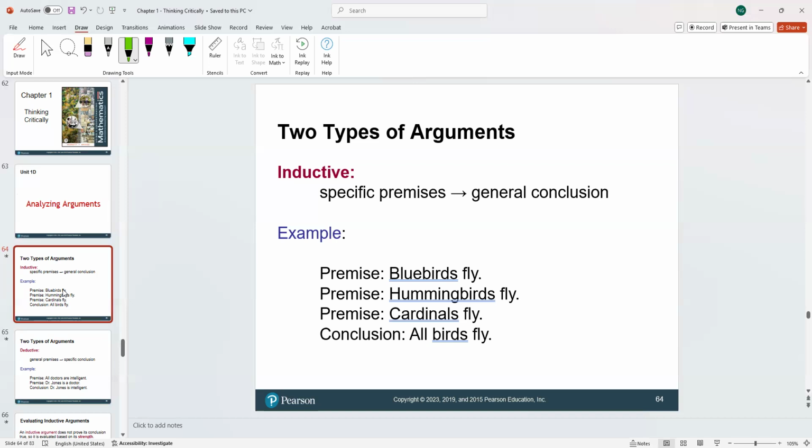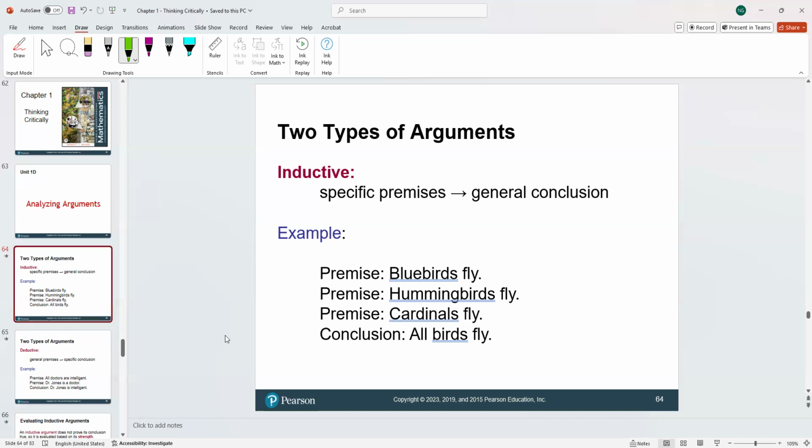It's the same thing with different birds. At the end, we can say all birds fly. That's inductive reasoning. We come from specific premises, and that leads us to a general conclusion. So we make a case for a general conclusion from very specific premises.